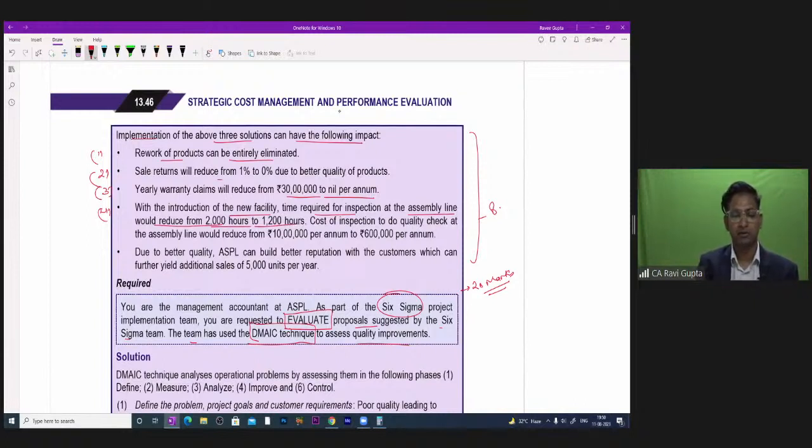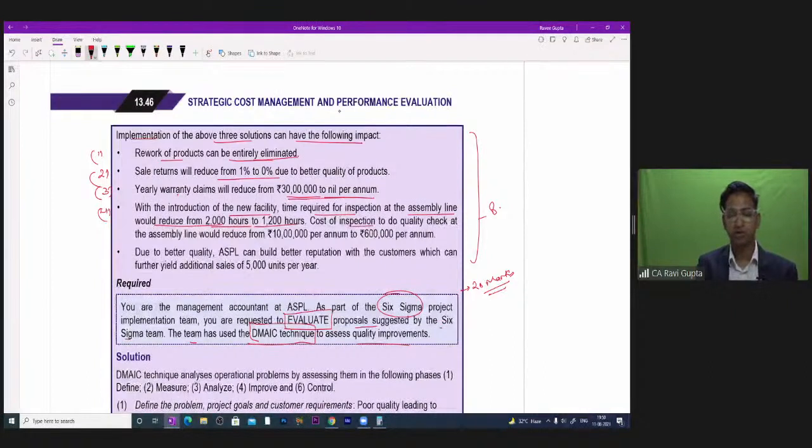See, our sales return will become nil. Rework will become entirely eliminated. Yearly warranty claim will reduce from 30 lakhs to nil. And the time required for the inspection of the assembly line would reduce from 2,000 hours to 1,200 hours. That means we now have two inspections, at the time of material procurement and also at the time of assembling the product. So we have inspection at two times, and it will be reduced to 1,200 hours.